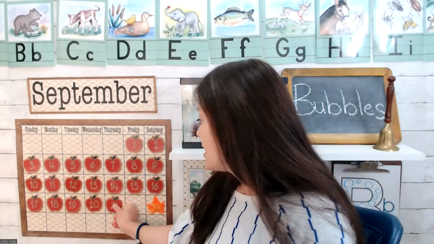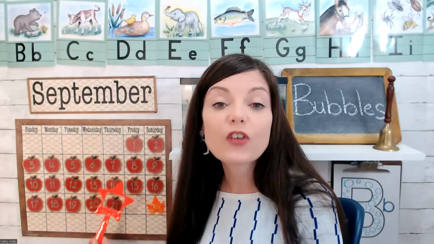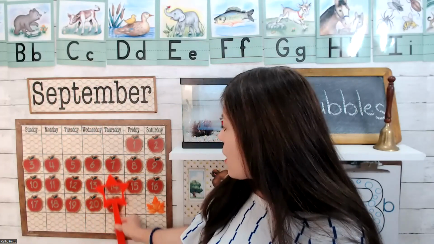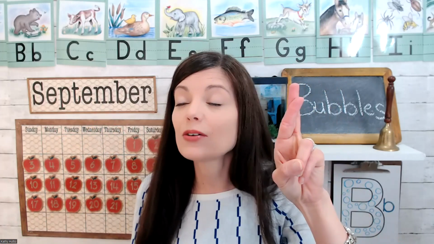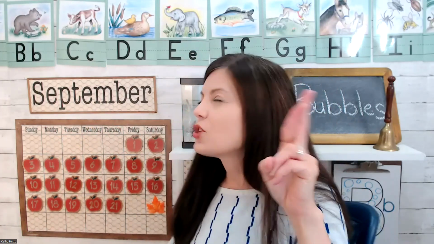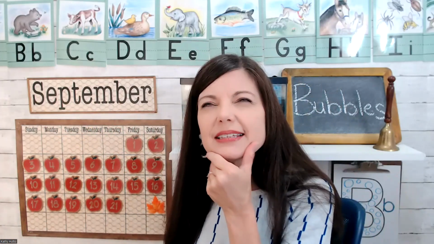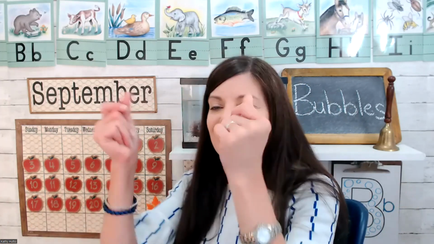Today is September 21st. Can you say that? September 21st. If you go all the way up to the top, you can see that the day of the week starts with a T and an H. TH together makes the sound the. So what day of the week starts with that sound? The. Thursday.